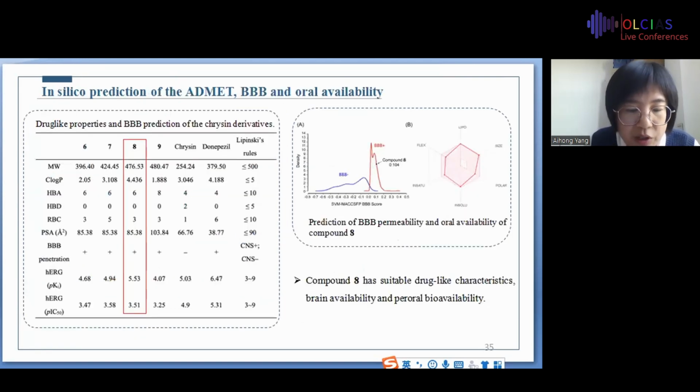In addition, it is necessary to predict the ADMET, BBB, and the oral availability. The results showed that most compounds exhibited drug-like characteristics according to the Lipinski's rule of 5. ADMET prediction results indicated that most compounds have appropriate pharmacokinetic characteristics to penetrate BBB, and 8 was predicted to have suitable physical chemical properties for oral bioavailability.